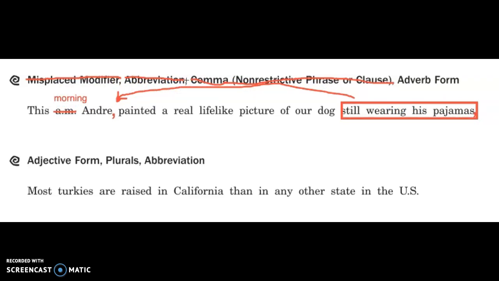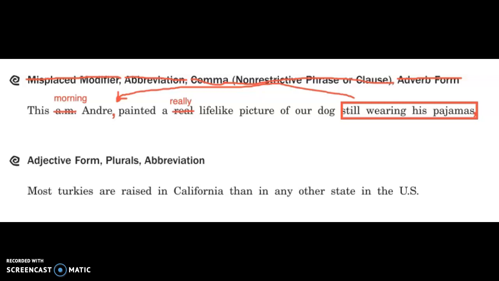And lastly, in this sentence, I have adverb form errors. In our notes from earlier, we talked about how most adverbs end in ly. Now, as we look at this word real, it probably sounded okay for us to say a real lifelike picture of our dog. And I think that's because this is an error that we so frequently speak in that it almost sounds correct. However, because this word is being used as an adverb, we have to use the form that ends in ly. So I'm going to replace this word real with the word really. And that addresses my adverb form error.